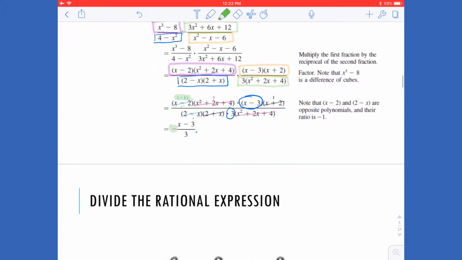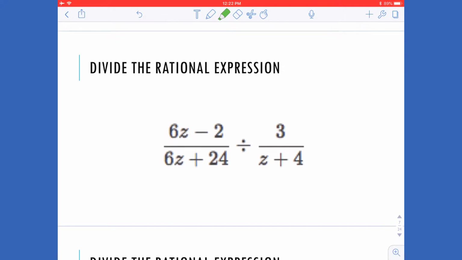Okay. Let's look at another example. Again, I encourage you to pause your video here, work on this on your own, and see how far you can get.